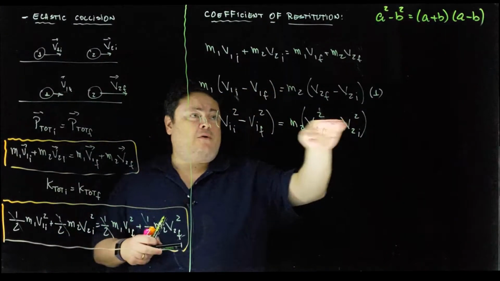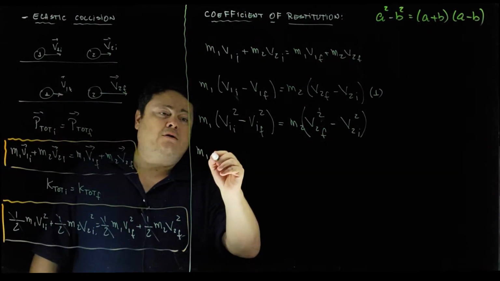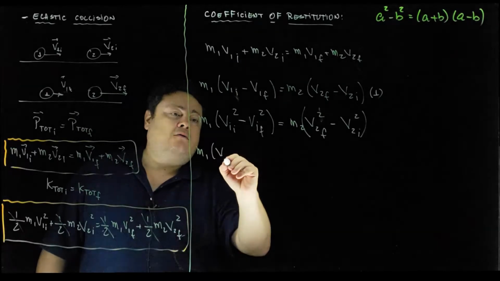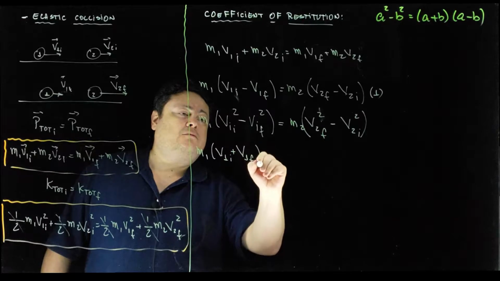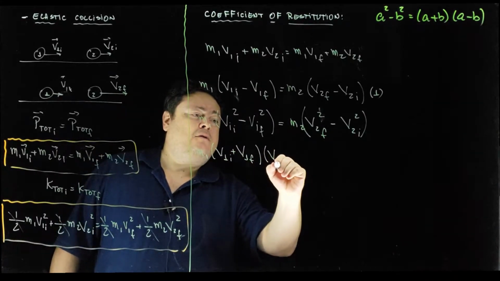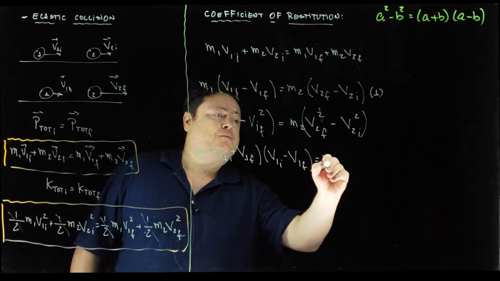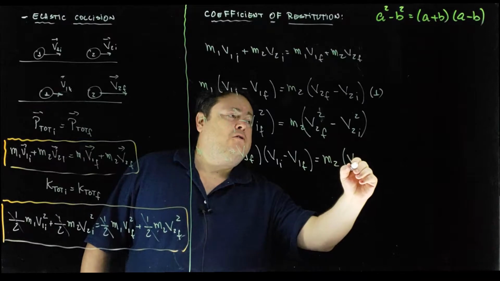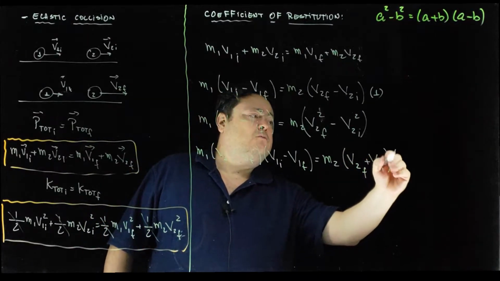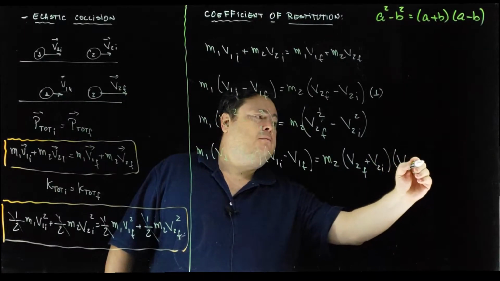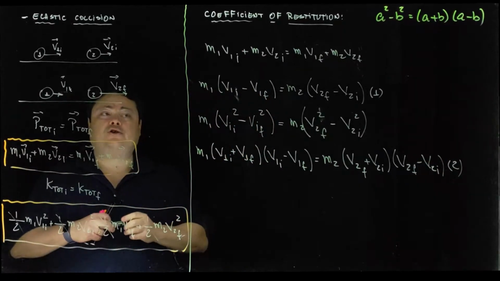So this equation of energy can be rewritten as m1 (v1 initial plus v1 final) multiplied by (v1 initial minus v1 final) equals m2 (v2 final plus v2 initial) multiplied by (v2 final minus v2 initial). And this equation I'm going to call equation number 2.